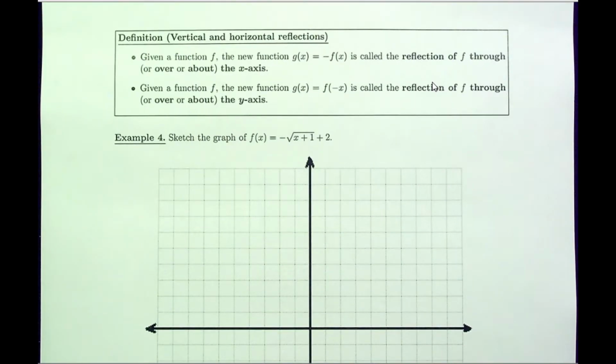Okay, next page. Another transformation that you could do to a function, to its graph, is to reflect it across, usually across either the x-axis or across the y-axis, or you could use the word through, over, about, across. I've seen all those.